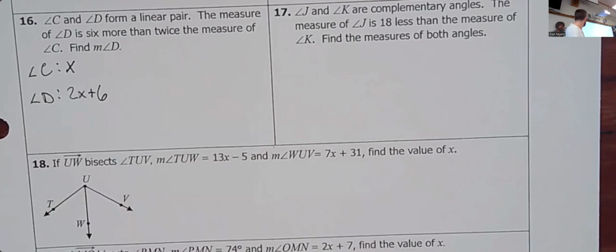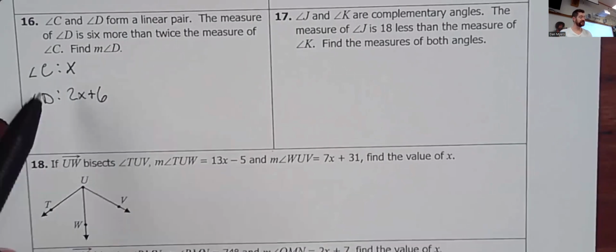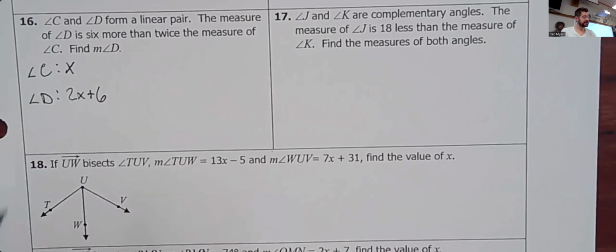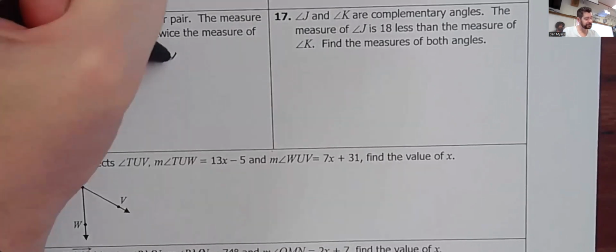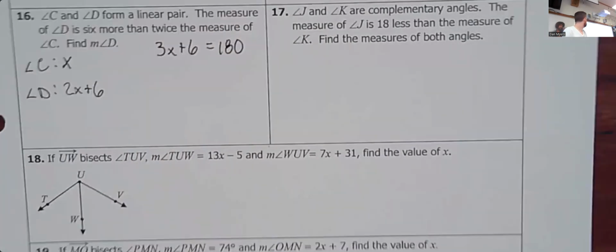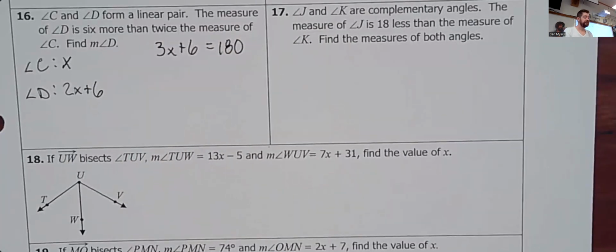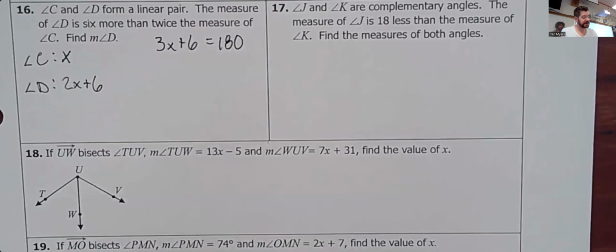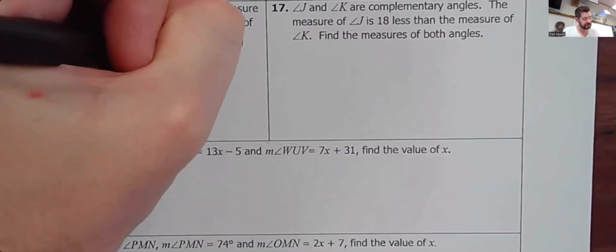So those are the 2 angles we have. And they're not complementary, they're supplementary because they're a linear pair. Now that we've got that figured out, we can just add these together and set them equal to 180. So X and 2X would be 3X plus 6 equals 180. And we can just go through and solve. So we'll subtract 6 from both sides. So that would be 3X equals 174.